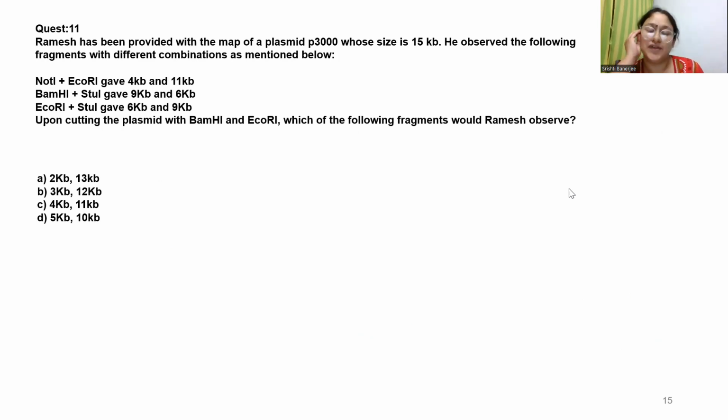So what the question was, you were provided with a map of plasmid P3000, which was 15 kb in size, and you observe that while digesting it with different combinations of restriction enzymes, you have different fragment sizes, like EcoR1, BamH1, StuI, EcoR1 and StuI gave these different combinations of fragments. But if you want to use the combination of BamH1 and EcoR1, which of the following fragments would you observe?